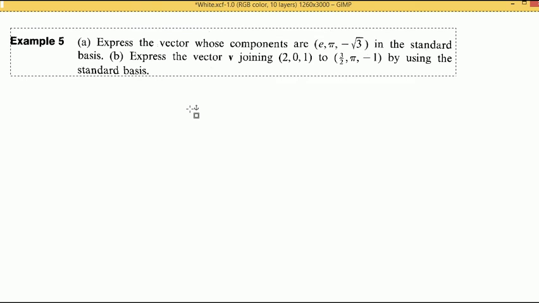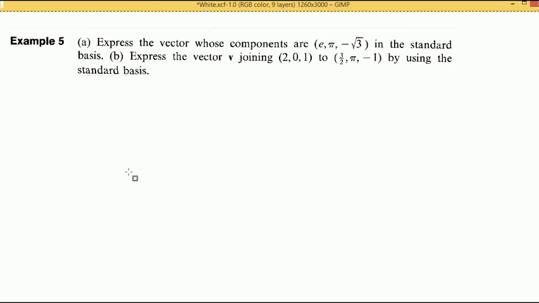Let's look at this problem. Express the vector whose components are e, pi, and negative square root in the standard basis, and express the vector joining from that to that by using the standard basis.